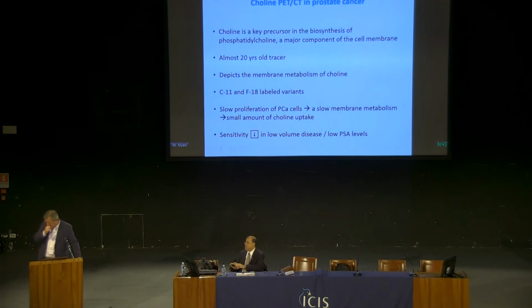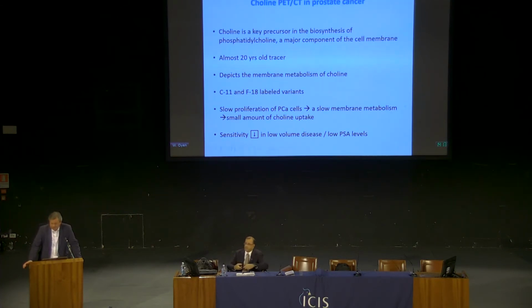So, as said, let's say choline is a non-specific biomarker. It's biosynthesis of phosphatidylcholine, so it's a component of the cell membrane, and prostate cancer cells happen to have a higher turnover. It's an old tracer, 20 years old, and we have variants labeled with carbon 11 and F18, and it really depends on the proliferation of prostate cancer cells.